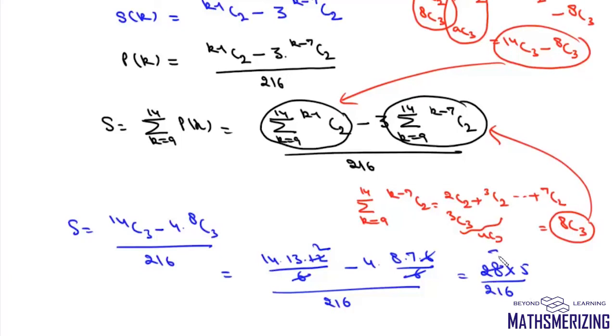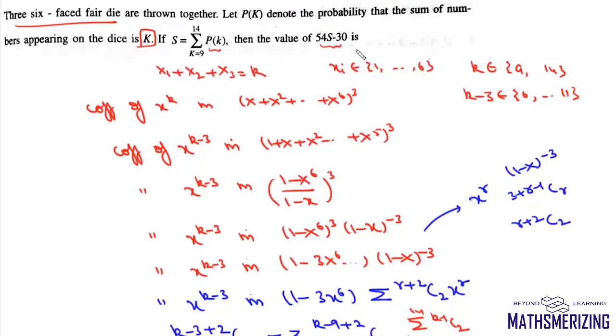Now this is 7, 54. So it will be 35 by 54. So the value of S is 35 by 54. Now we need to find the value of 54S minus 30. Now 54S minus 30 will be 35 minus 30, which is simply 5. So the answer to this question is 5.